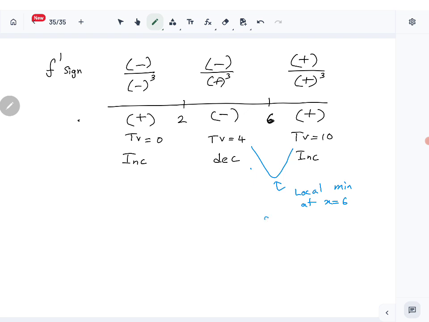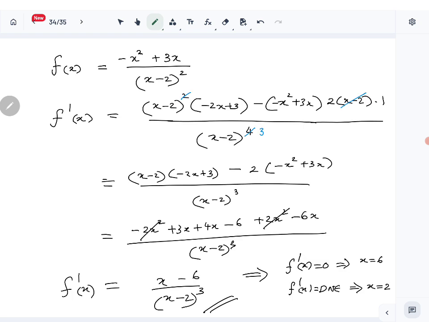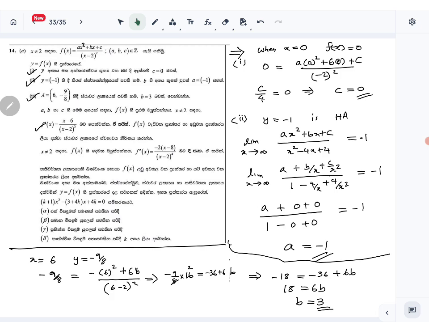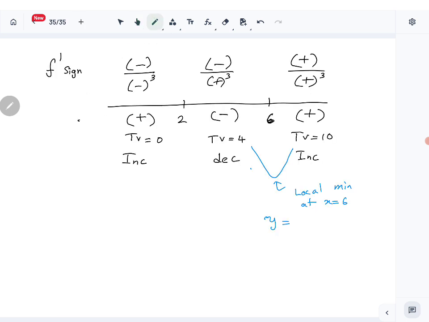So let's find the corresponding y value. We have to substitute 6 into the function. So where's the function? This one. I have to substitute here. This one I don't need to find, they have given that point. The stationary point is 6 comma minus 9. When you substitute, you should also get that value. So this is the local minimum. The point is 6 comma minus 9.